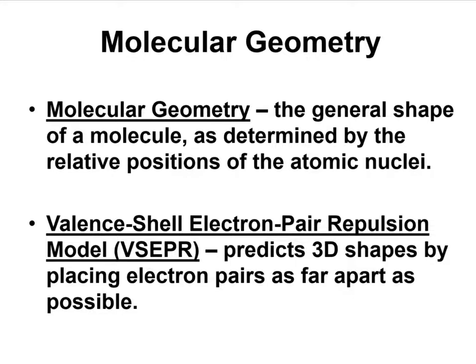The next section of chapter 5 focuses on molecular geometry. It's essentially electrons repelling each other that are attached to a central atom to make some sort of molecular shape.